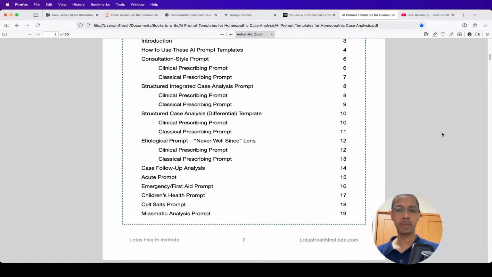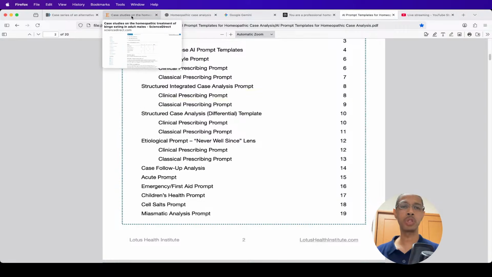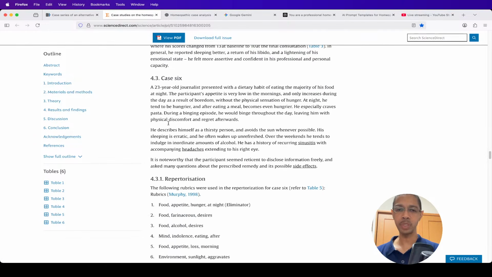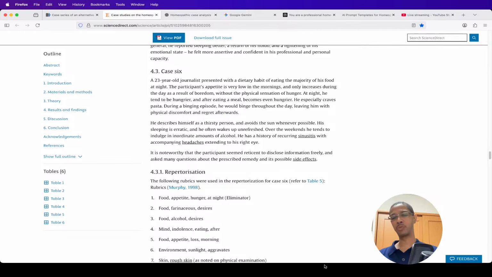How about the acute prompt? There's a structured case analysis with a differential template. Any suggestions? Anything that you see, which one you might want to try out here? And what we'll do is I'll choose another case. There's a case 6 here, and we'll run this through a different prompt so you can get another example. If anyone has any suggestion, if not, I will choose one.